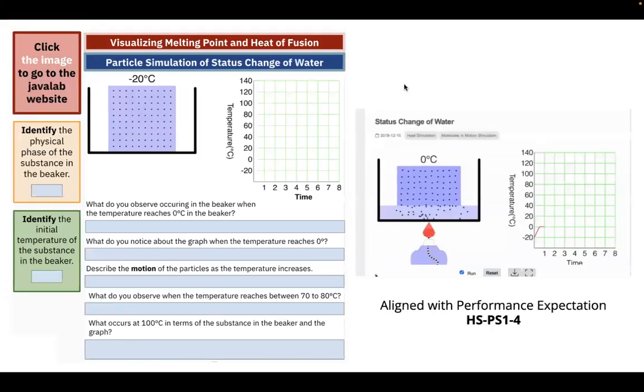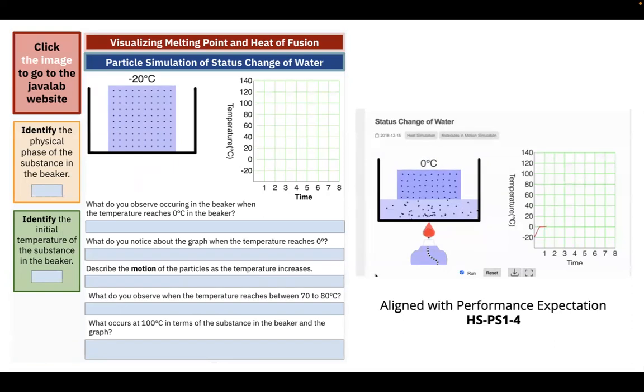It's true. Now we get into the ones that I've definitely used a lot this year, the ones that deal with specific heat capacity or specific heat changes in water. I've used these a lot with my students, and they've really enjoyed them. The first one is just visualizing melting point and heat of fusion. So they're seeing basically a phase change curve.